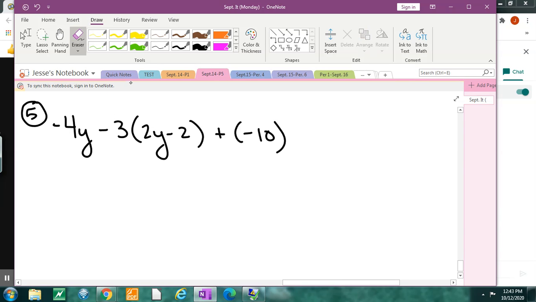But we're not doing that today, okay? So here, what are we going to multiply? So let's read it. Negative 4y, right? So negative 4y, oops, sorry. Shoot, I forgot it, okay? Minus 3 times 2y minus 2, right there, okay?